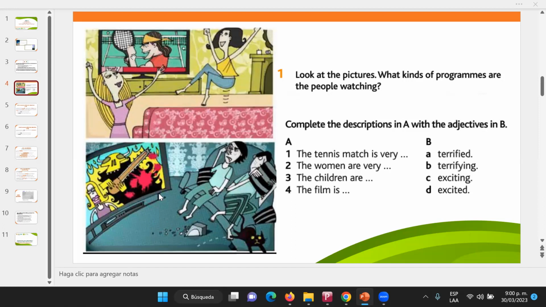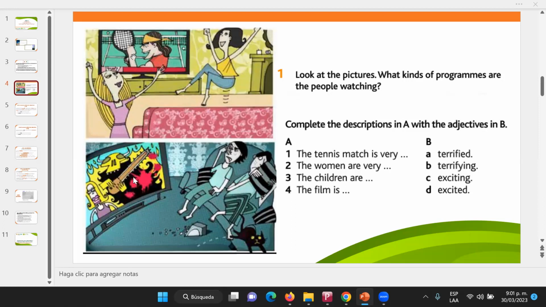What about the second picture? Jessit, what type of TV show is this? It's about horror. Looks like a horror one, right? Related to that type of genre. Now, we were looking at the TVs, right? That was the idea of this exercise in particular.